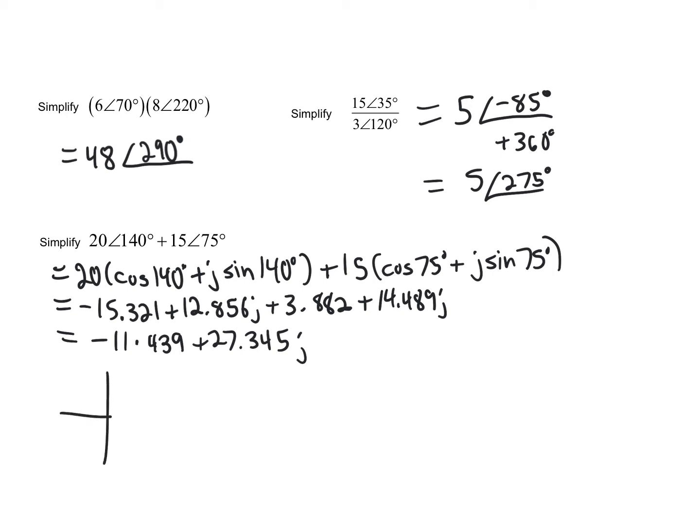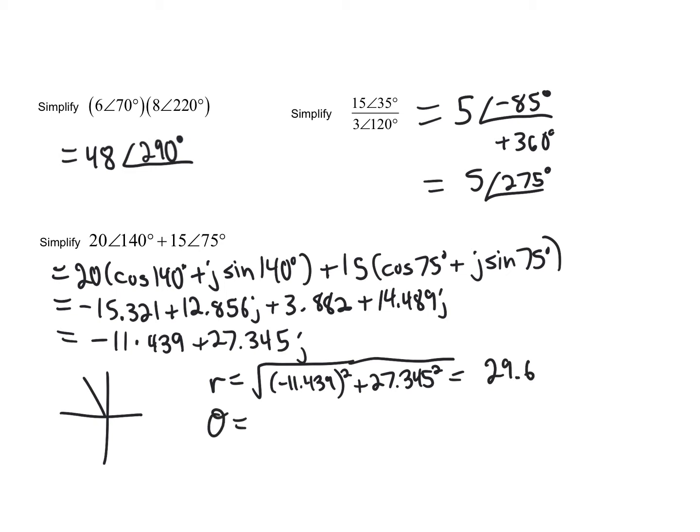I always like to do a quick sketch. So we're negative 11.4 on the x and up 27.3 on the imaginary y, which puts us over here. We can calculate radius using Pythagorean theorem. So we get 29.6 for our length. Theta will be tan inverse of the imaginary y value over the x value, which is negative 67.3 degrees.